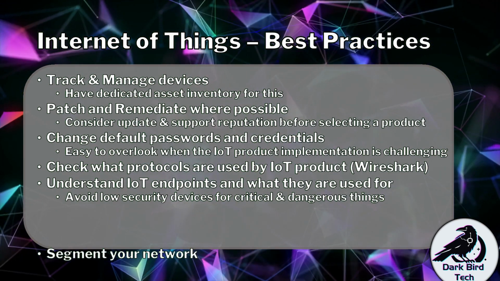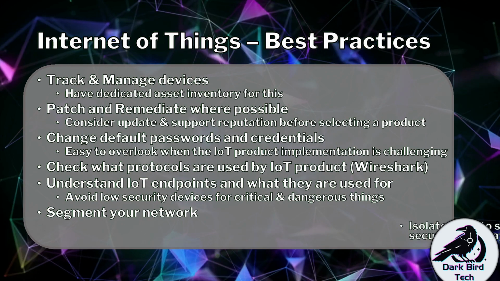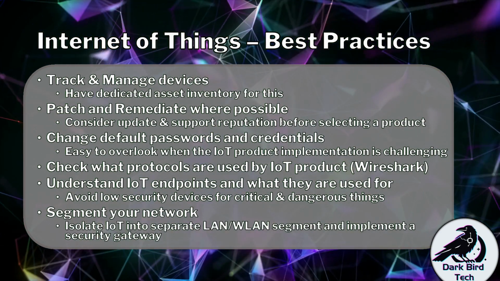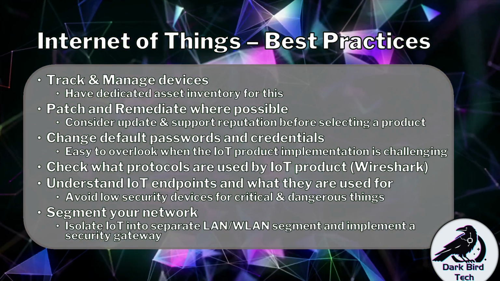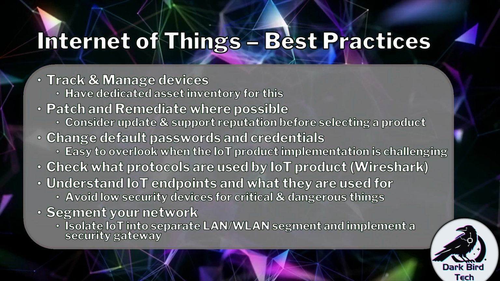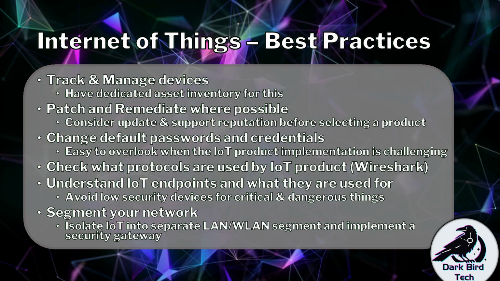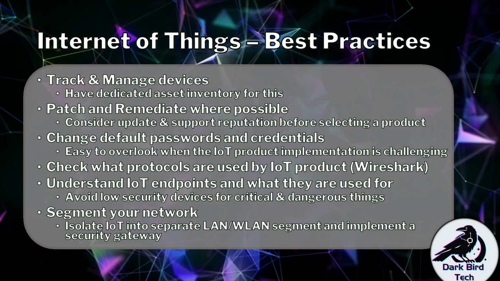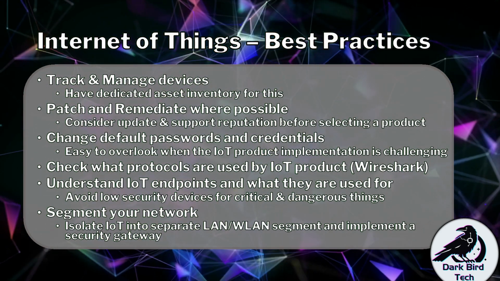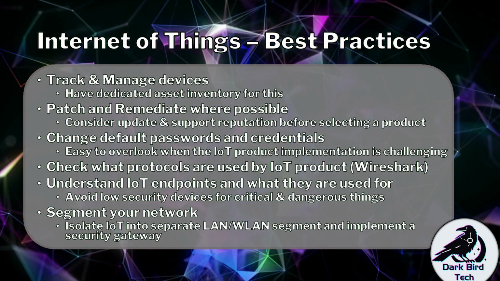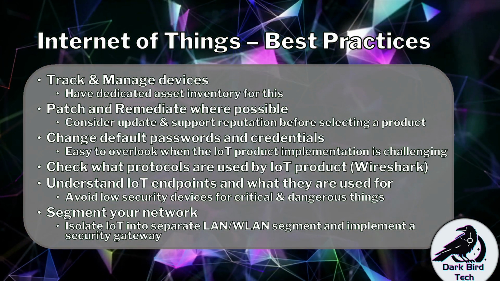And if you can, segment your network. Isolate the IoT appliances on their own separate LAN or wireless LAN, Wi-Fi, so that you can have a security gateway like a firewall or a UTM or a next generation firewall, keeping that particular network segment secure from the rest of the network and vice versa. It's a very good idea.